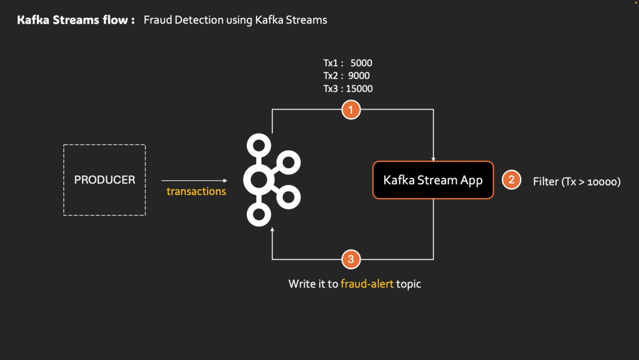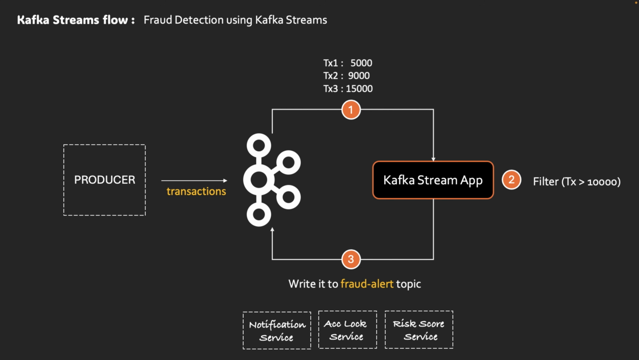Now you could have other consumer applications like a notification service or an account locking service which will listen to this fraud alert topic and do the necessary action. Simple, right? Just a clean and easy use case to start with Kafka Stream. So let's begin with the basic fraud detection flow, and in the upcoming videos we'll extend it to handle more real-time complex scenarios. Okay? Alright.